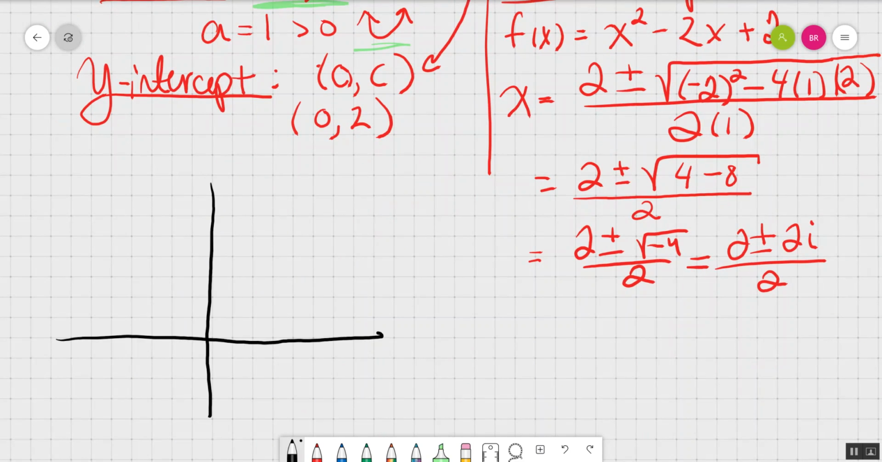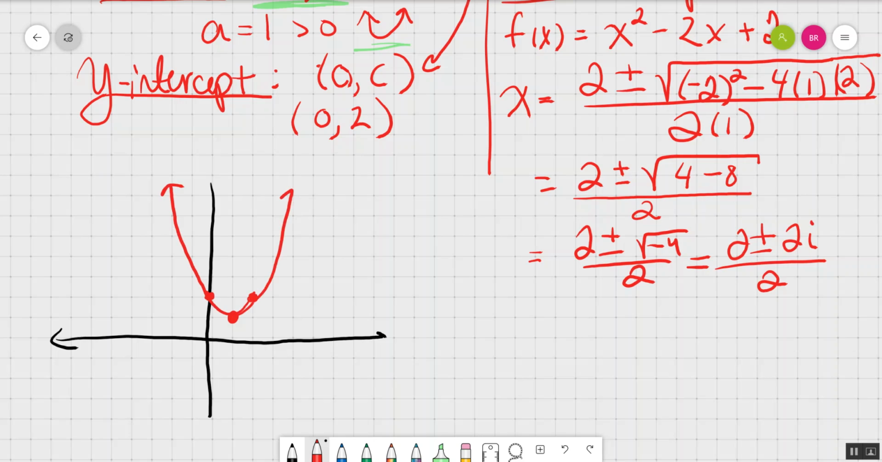So if you remember, my intercept is at 1, 1. Let's just go ahead and put that on there. Or sorry, not my intercept, my vertex. My intercept is at 0, 2. And that means using symmetry, which always goes through your vertex, that point's going to be over here. We're going to open up.